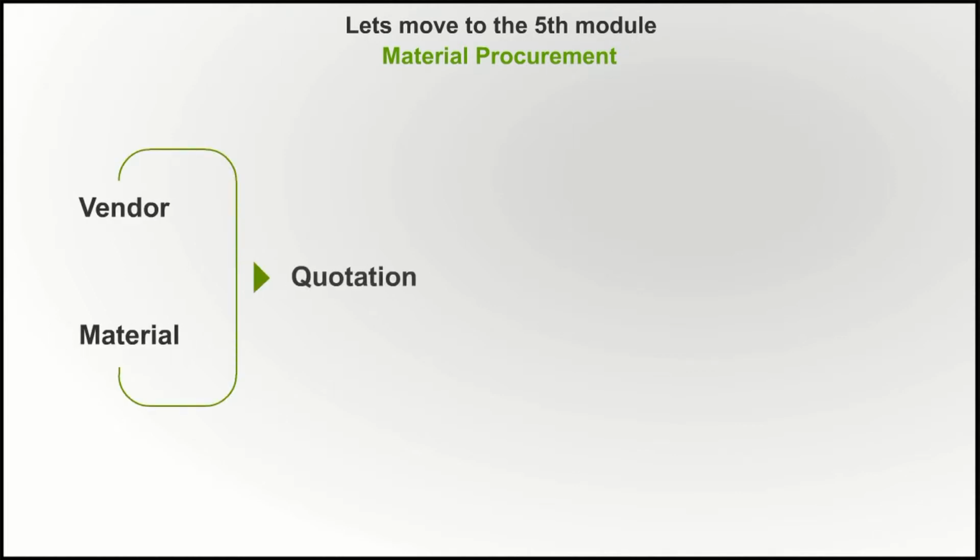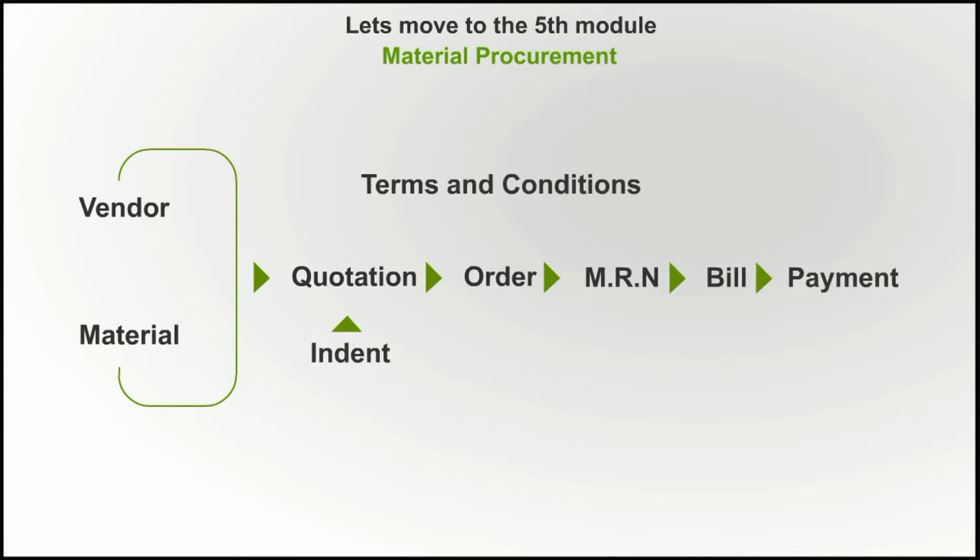Let's move to the fifth module of material procurement. This is the flowchart of material procurement. You enter the details of vendor, material, and you get quotation, place order, get material receipt note, generate bills, and can do payments.